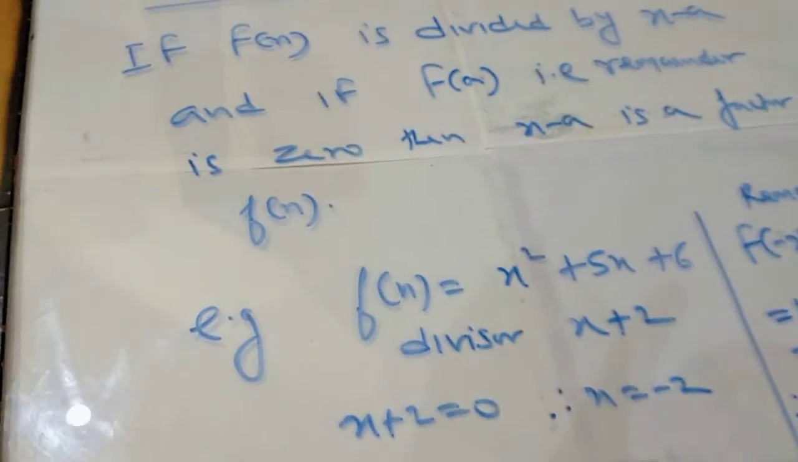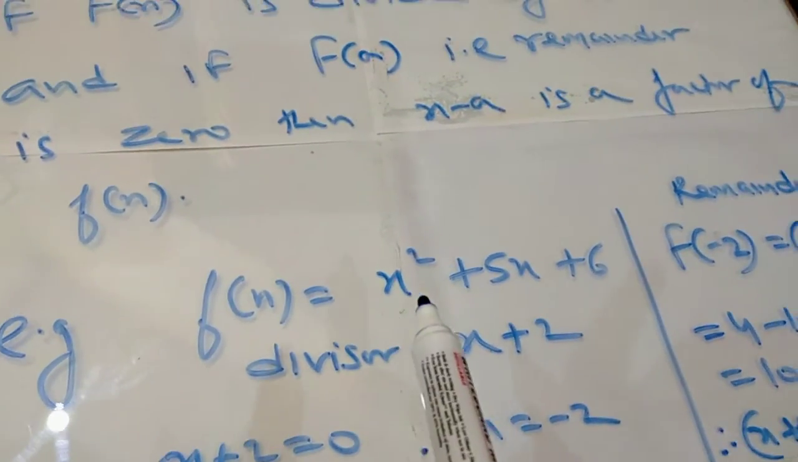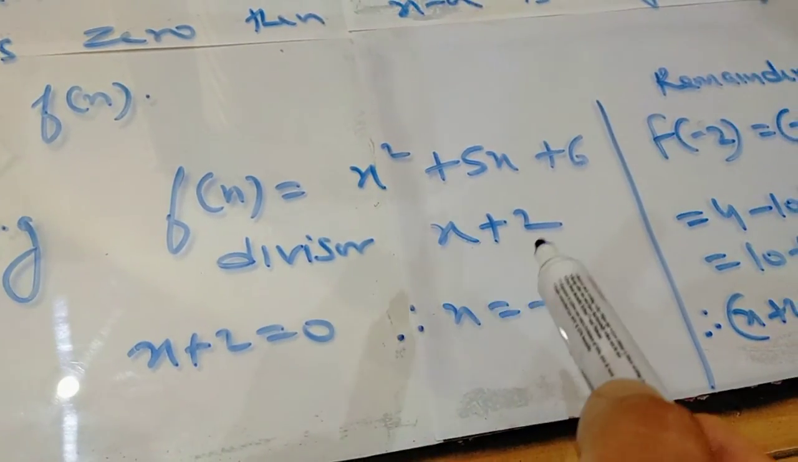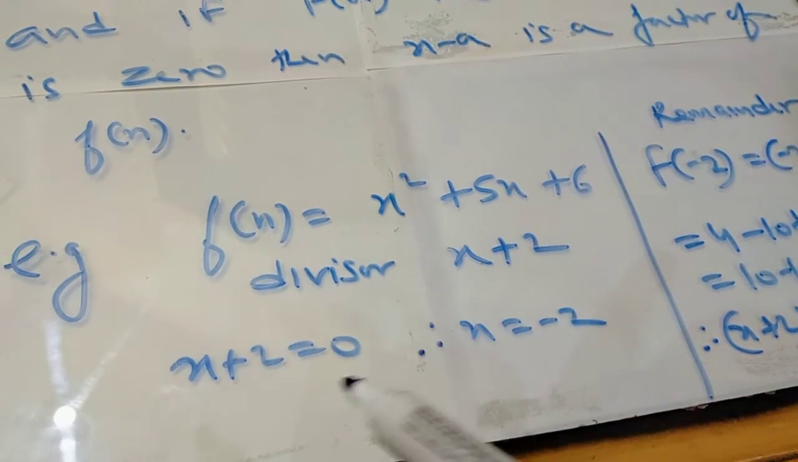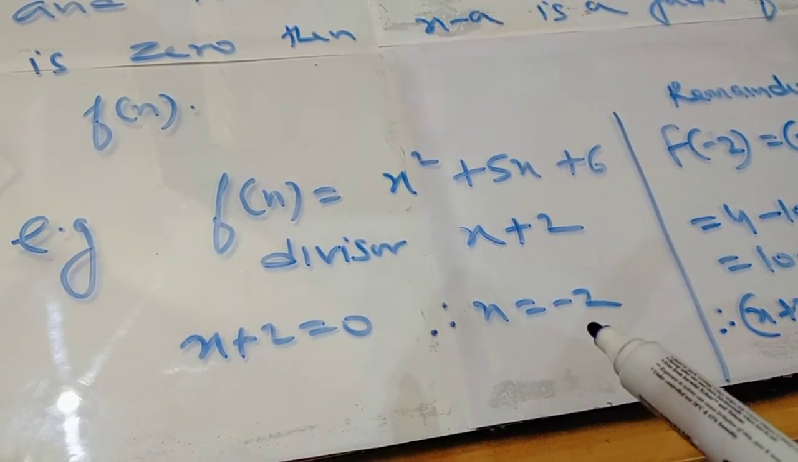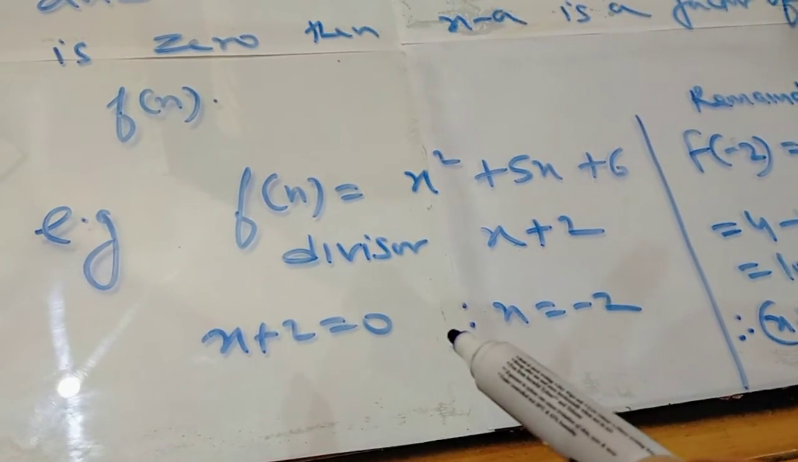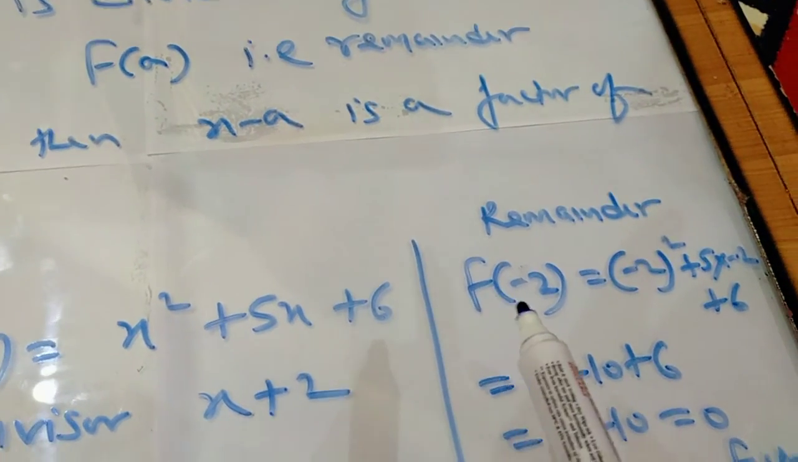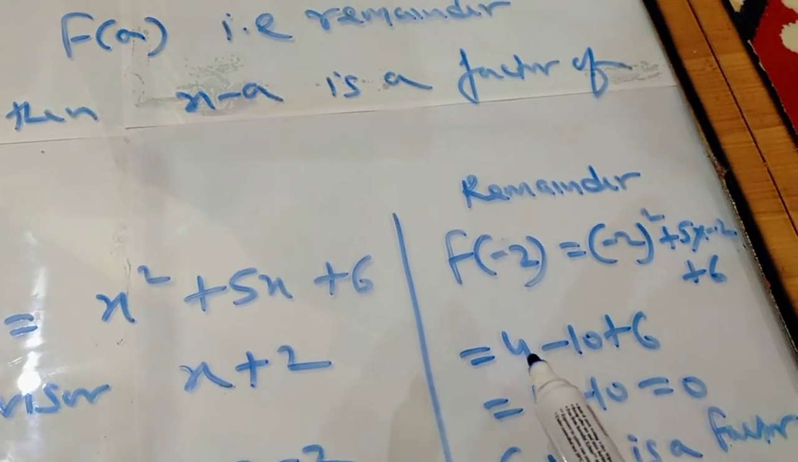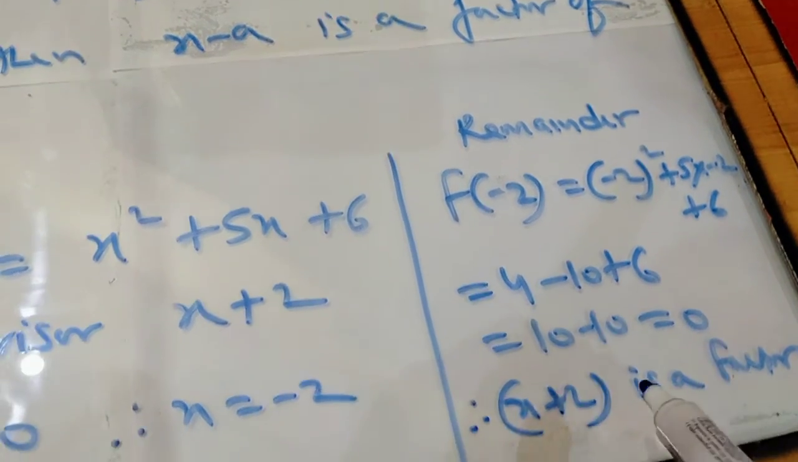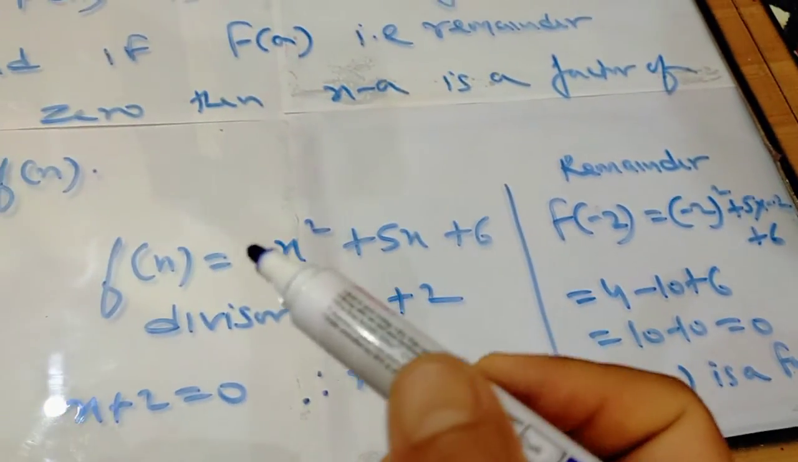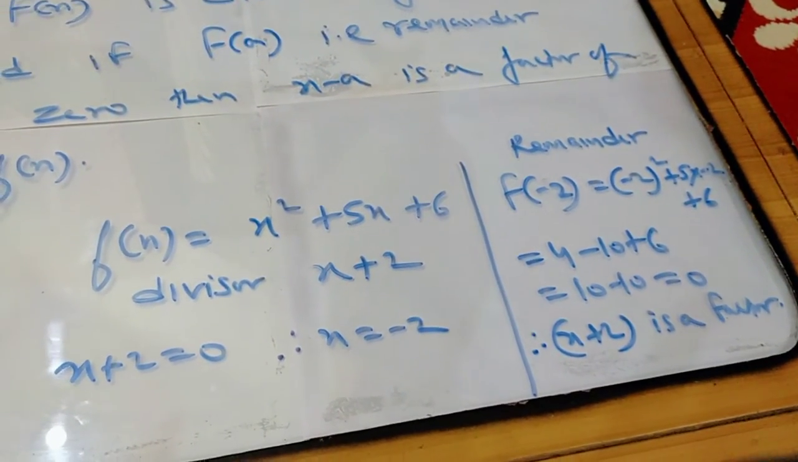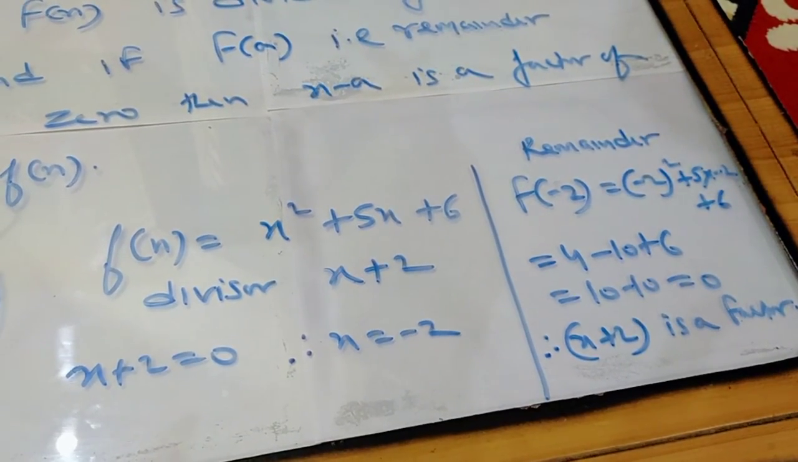Look here. In this example, f(x) is equal to x square plus 5x plus 6 and the divisor is x plus 2, and we are interested to check whether x plus 2 is a factor or not. So x plus 2 is equal to 0 and x is equal to minus 2. This is the procedure for finding the remainder. If in place of x you put minus 2, then f of minus 2 is called the remainder. It is equal to 4 minus 10 plus 6, which is equal to 10 minus 10, that is 0. So x plus 2 is a factor of the given polynomial f(x). This is the right way to solve the question through the factor theorem.